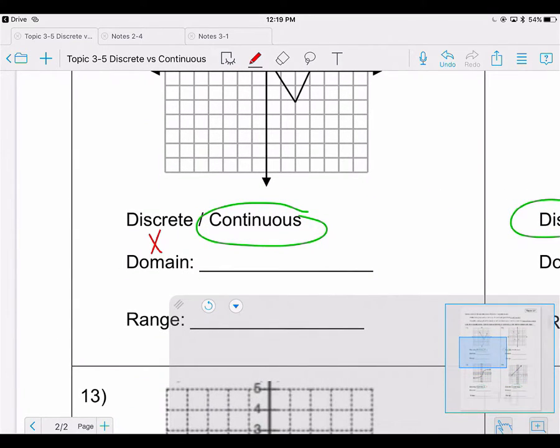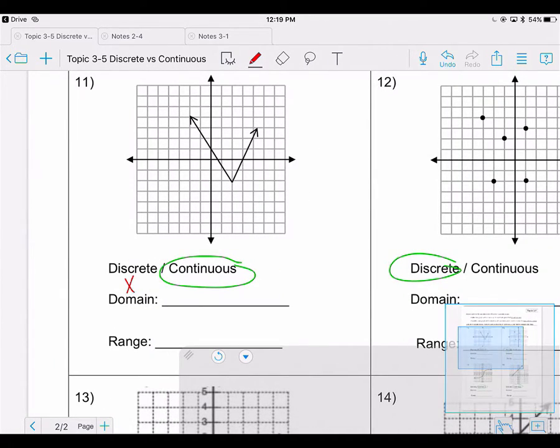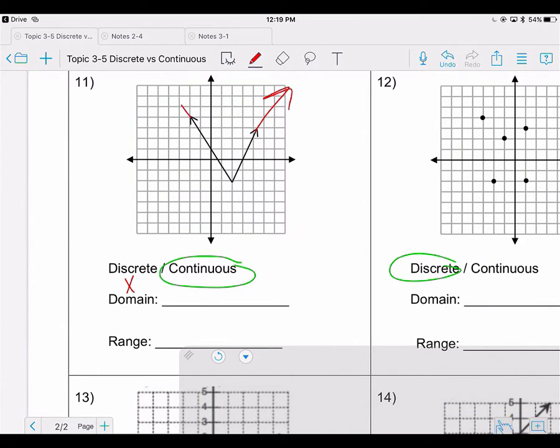Domain, again, is your x values. Now here, if these lines go on forever and ever, my domain is going to be all real numbers because I could plug in any x, and even though it's not on my graph, I could still figure out what that x value would be. So my domain here is going to be all reals.